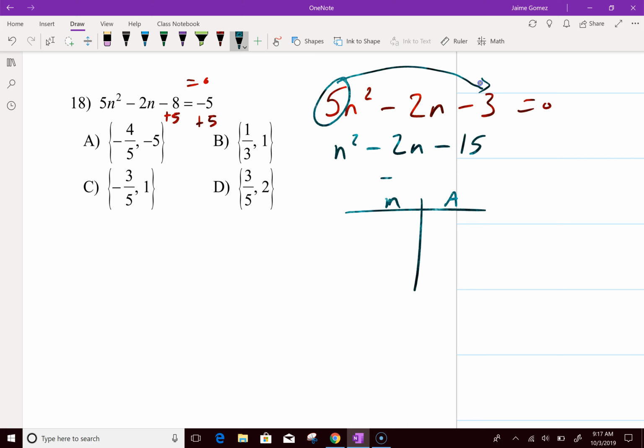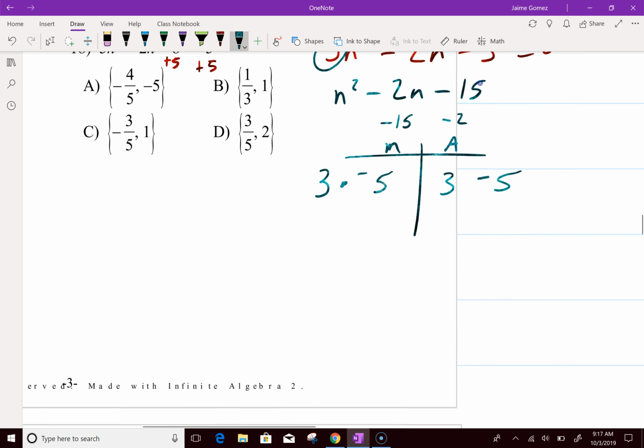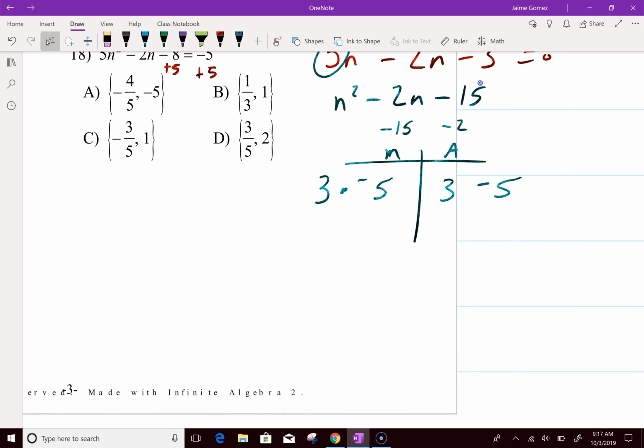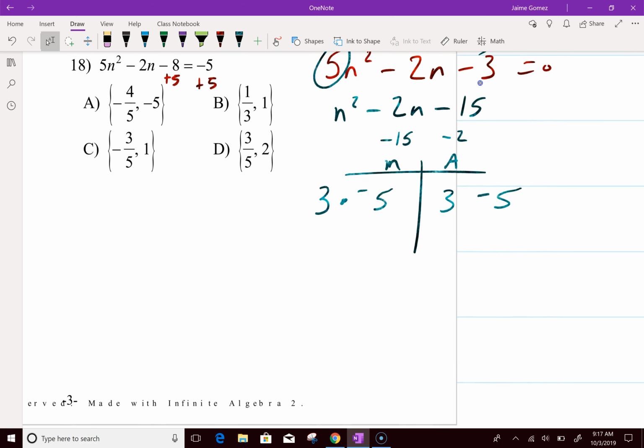Multiply and add. Negative 15 and negative 2. 1 and 15, no. 2 and 2 doesn't go to 15. 3, something with 3 and 5. I need a negative 2, so then my big number has to be negative. 3 minus 5 is negative 2, yes. So then it's positive 3 times a negative 5. So that means I have n with a positive 3 and n with a minus 5.